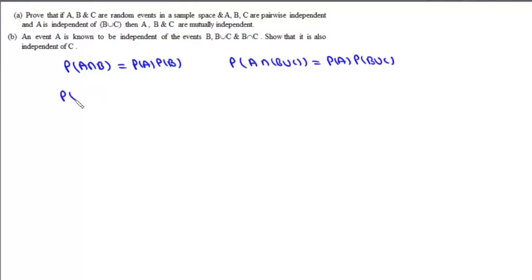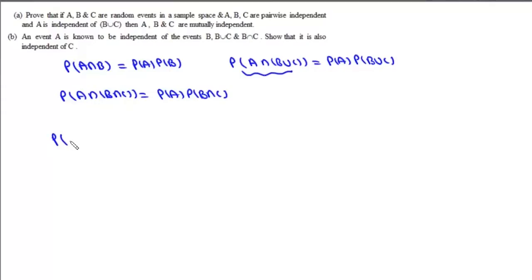Now A is independent with B. That means P(A ∩ B) is P(A) into P(B). Now it is also independent with B ∪ C. So A ∩ (B ∪ C) is equal to probability of A into probability of B ∪ C, and also it is independent to B ∩ C. So from here we can say this is P(A) into P(B ∩ C). Now again we'll simplify this.